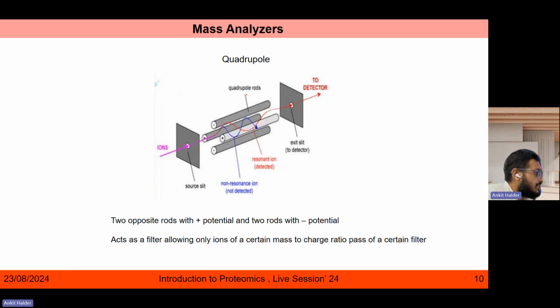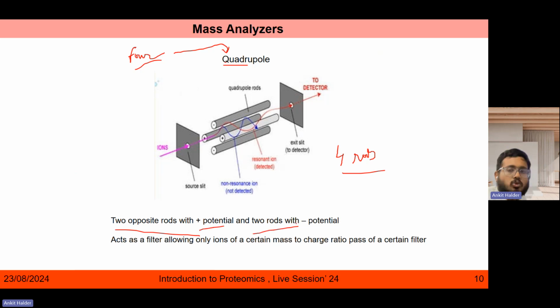So quad comes from four, right? So these are four rods. So there are basically four rods: two opposite rods with positive potential and two rods with negative potential.